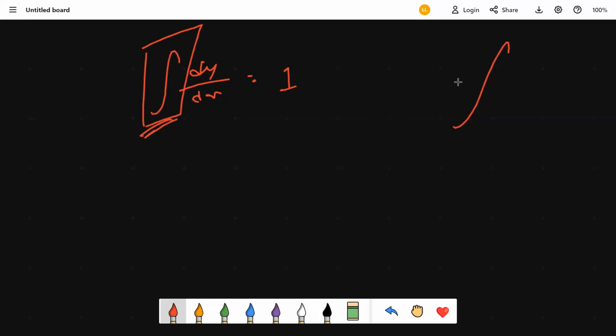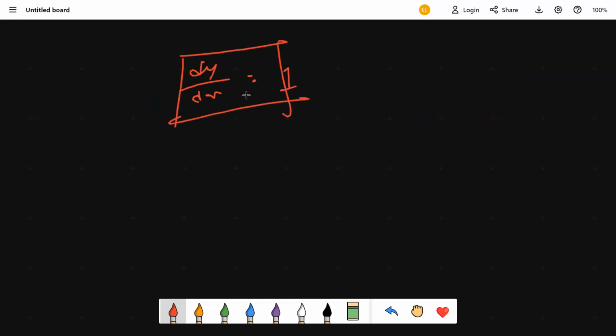Yeah, so basically, since this is the integration sign, and if we want to find the integration of dy by dx, and our dy by dx was initially 1, given as 1, then how do we find the integration and what should be the result?